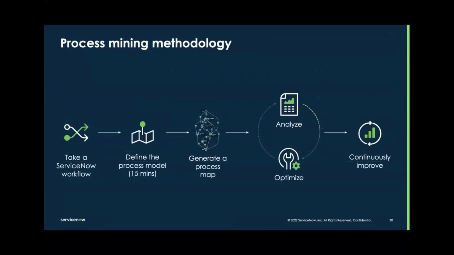With that, it's very easy to use. And this is a very simple chart, but you can take a ServiceNow workflow. You can define the process model with those business content packs. You can generate your process map very, very quickly. And then you start analyzing and optimizing, and doing that a couple of times to get really a better process, to find your bottlenecks and the things that you want to do better.